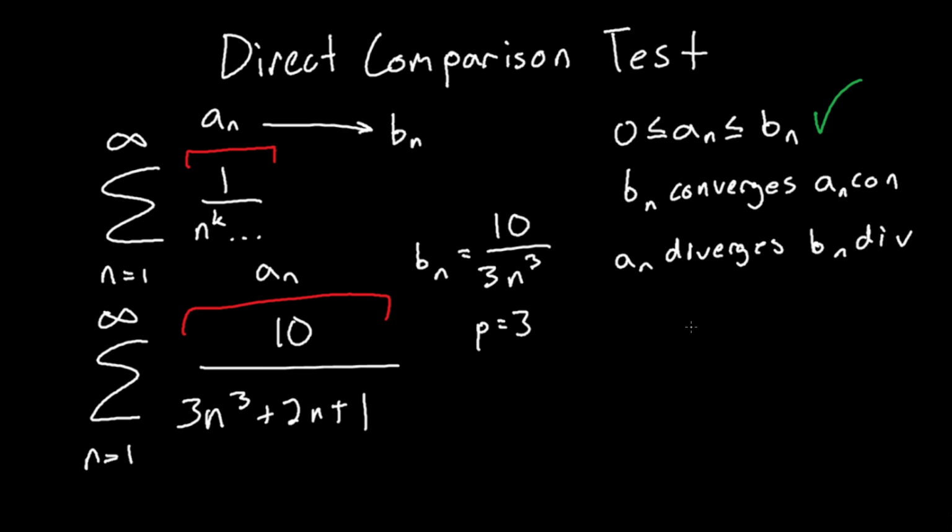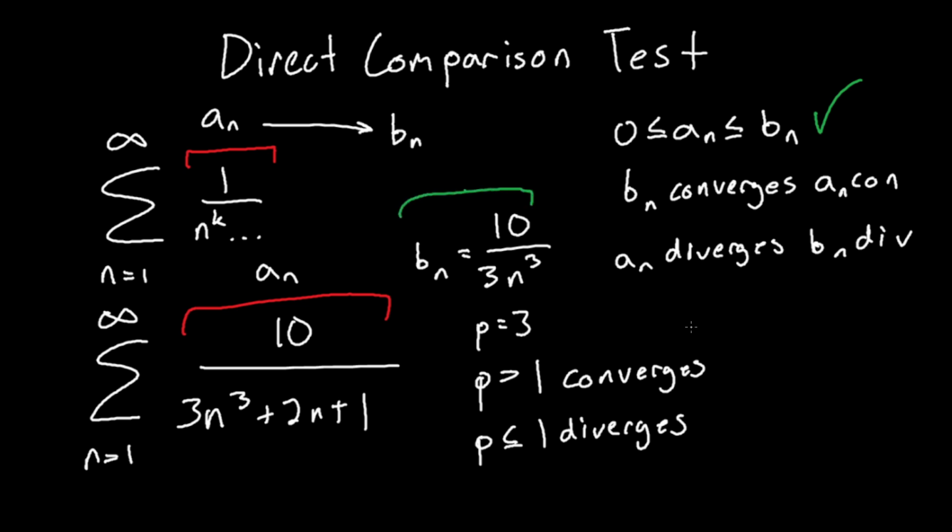Well, we have an exponent, n to the power of 3, so therefore p is 3. Remember, p-series just states that if p is greater than 1, then the series converges. If p is less than or equal to 1, then the series diverges. And clearly, 3 is greater than 1. Therefore, b of n converges, right? So we determined that the comparison sequence converges. Well, since b of n converges, a of n also converges. Therefore, we can say that a of n converges as well. Therefore, this series right here actually converges.